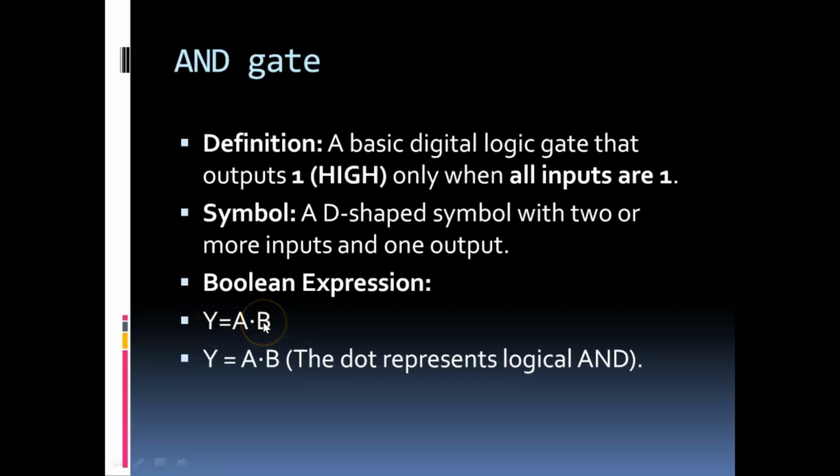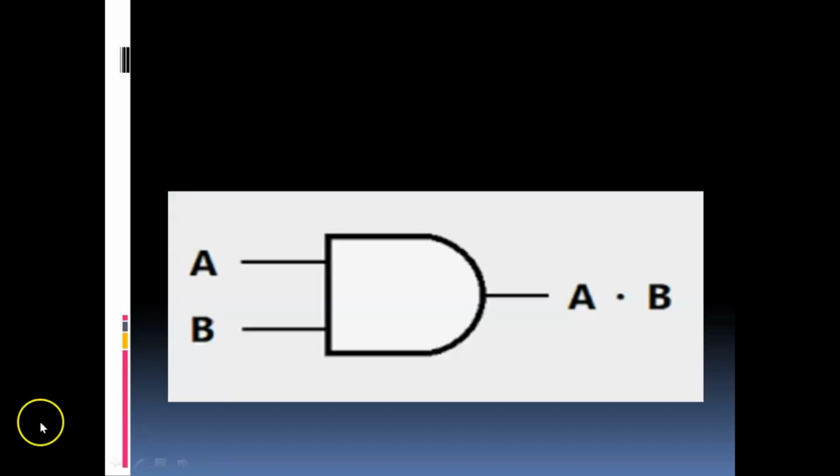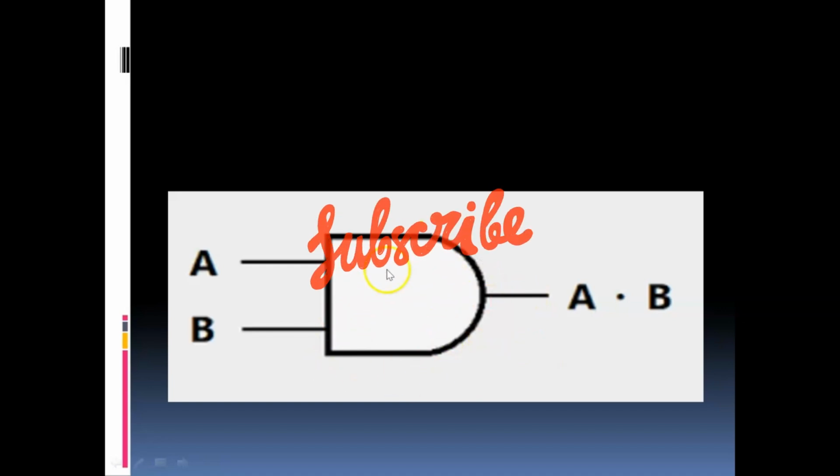Okay, so how is the truth table designed? When both inputs are 1, you will get the output as 1. That's what is stated here. Let's see further. A and B are the inputs, and this is Y. This is the shape of the AND gate, and the inputs go through and the output comes out. The output is A dot B, or as in the previous statement, Y is equal to A dot B. This dot is the symbol used for the AND gate.